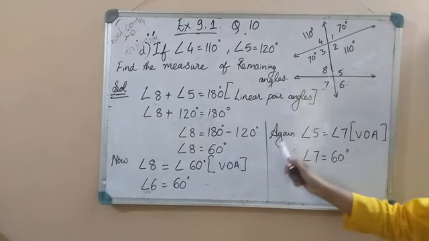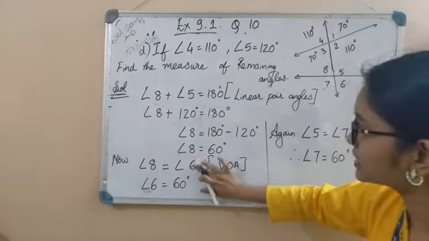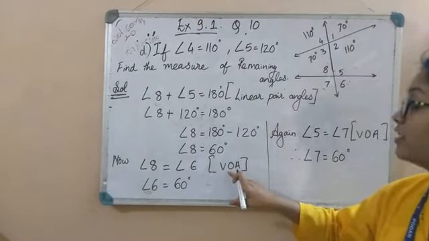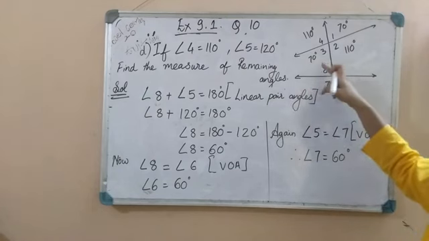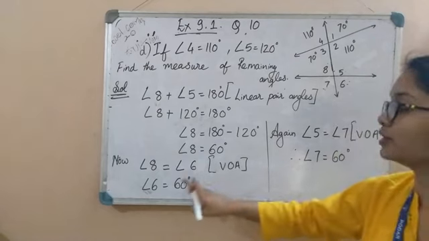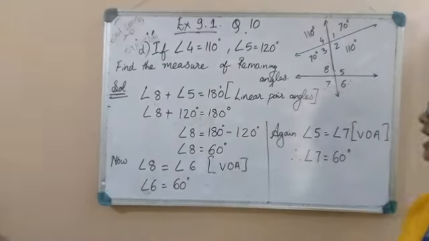Now, in the same way, angle 8 and angle 6 are the same. Why? Because they are vertically opposite. Angle 8 and angle 6 are the same because they are vertically opposite. So, the measure of angle 6 will be 60, same as angle 8.